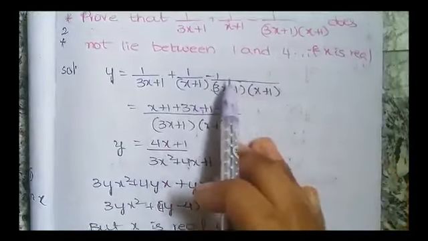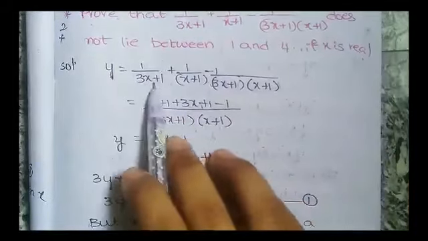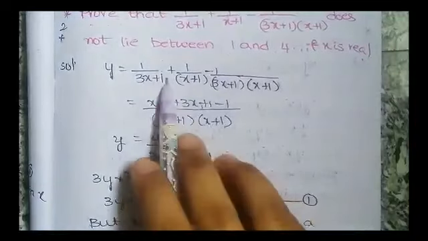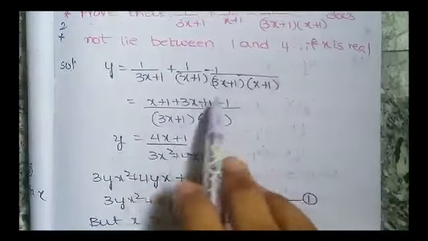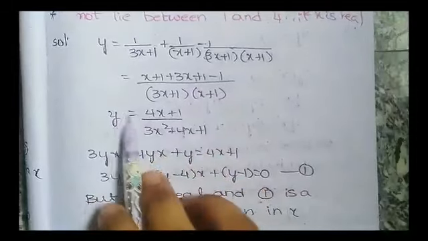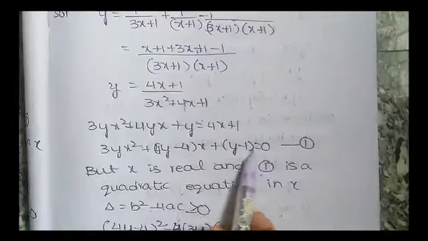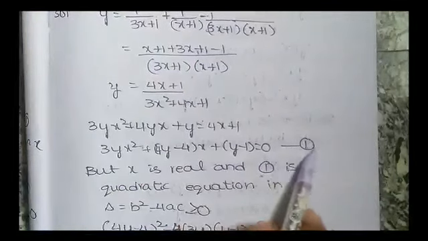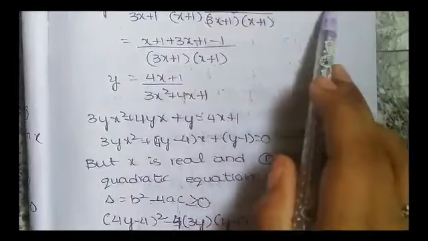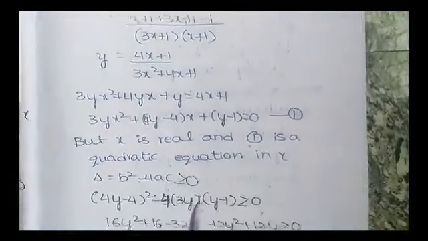First of all, I have to find the proof. Take the expression equal to y, and then cross multiply. First of all, find the LCM here, 3x plus 1, x plus 1, the LCM, and find the numerator. So we will get this equation and cross multiply. After cross multiplying and taking the x square, x and constant common, then we will get equation number 1. But they have given that x is real, so the discriminant is greater than or equal to 0.